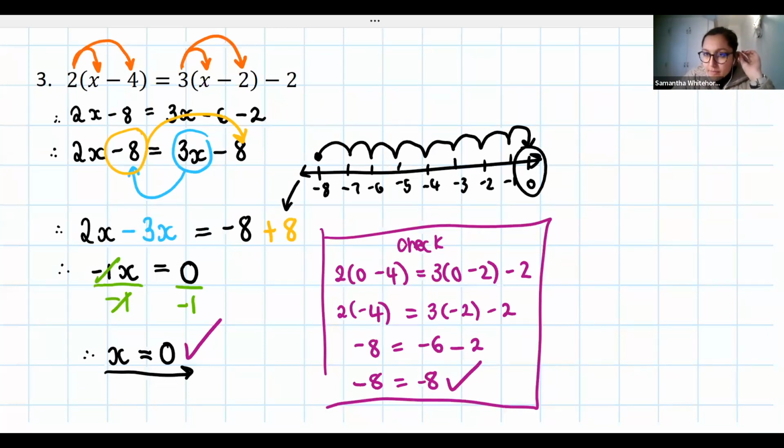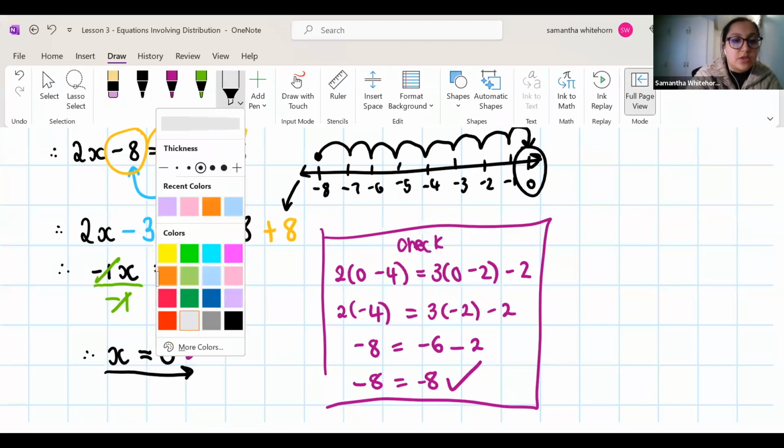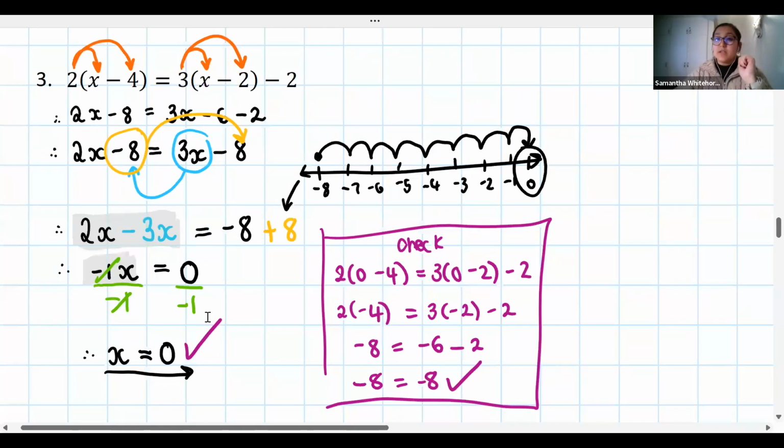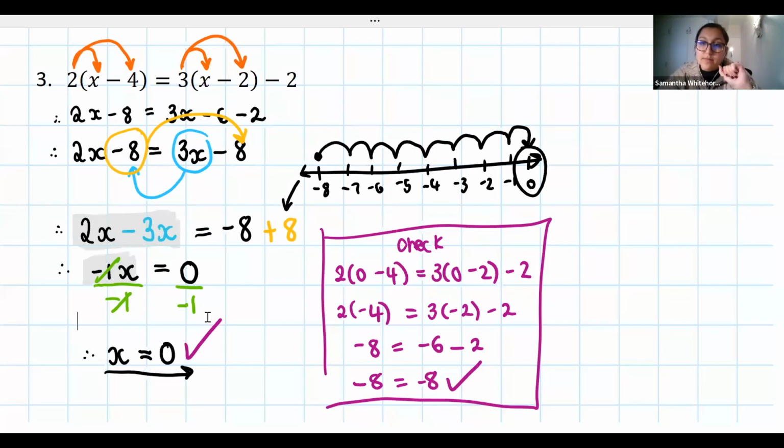Okay, so I hope I say your name correctly. Cyan, I hope. How did I get -1? So the -1 has come from adding the like terms for x. So 2x minus 3x gives me -1x. I've got 2, I'm taking away 3, -1. So that's how I got -1x. I want +1x, so that's why I had to divide both sides by -1 to get x alone.